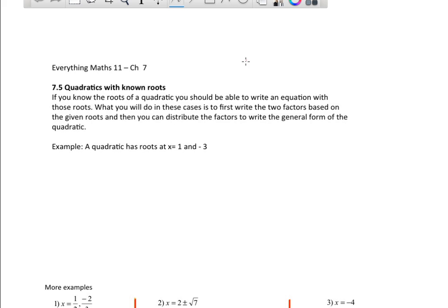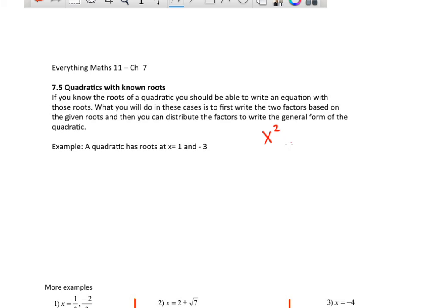Alright, so quadratic with known roots. We're going to do the opposite of what we have been doing. You're going to be given the solutions to a quadratic, and then you have to come up with it. So basically it's the backwards version of something that we've been working on.